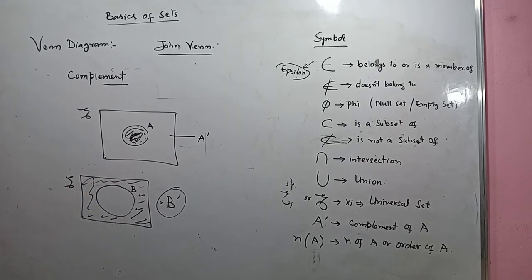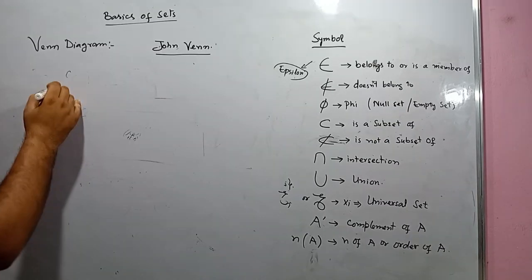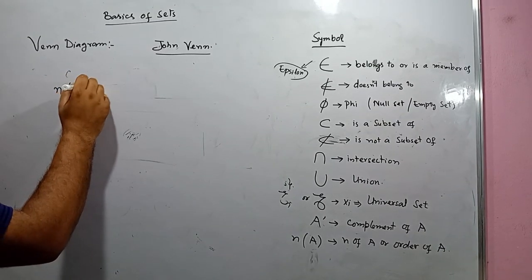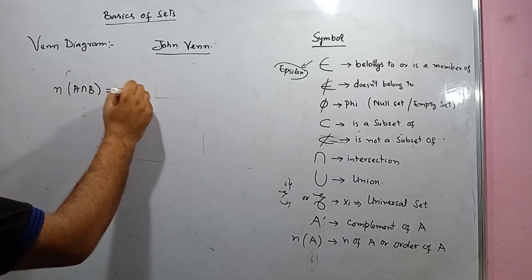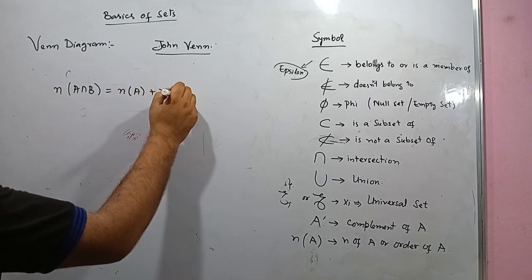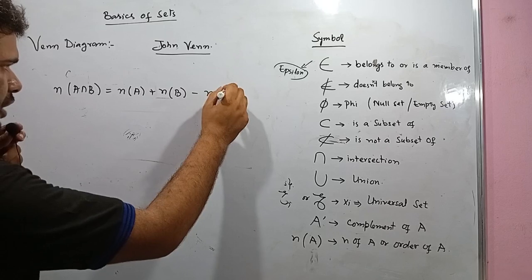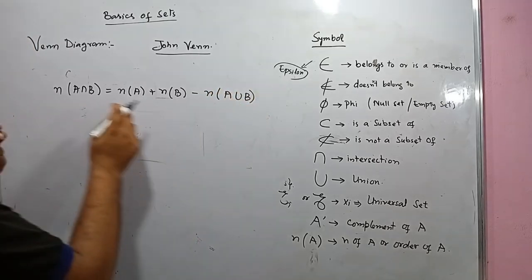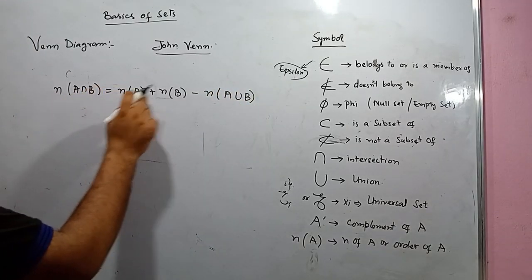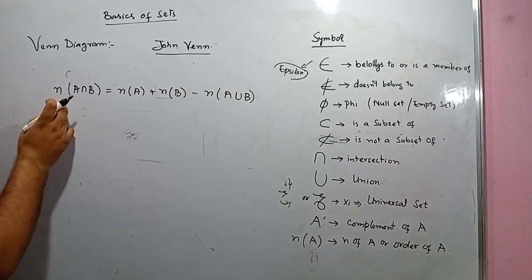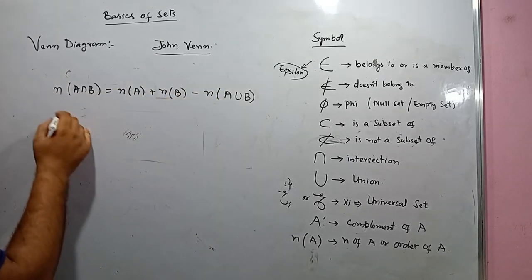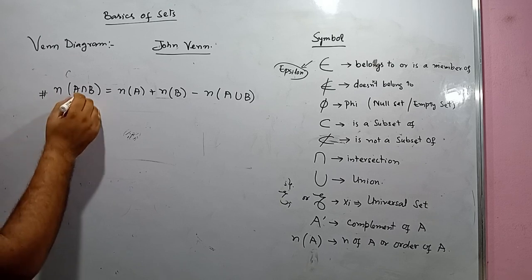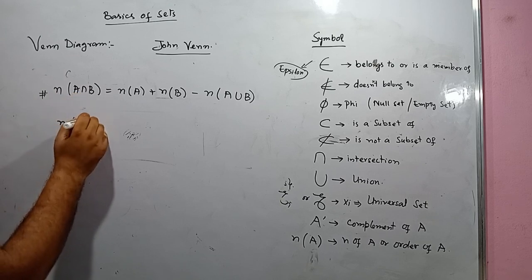Here we have n of A intersection B is equal to n of A plus n of B minus n of A union B. If we know, we have how many variables? 1, 2, 3, 4. If we know three, we can find the fourth one. And one more is there. This is one, this is of intersection, n of A union B.